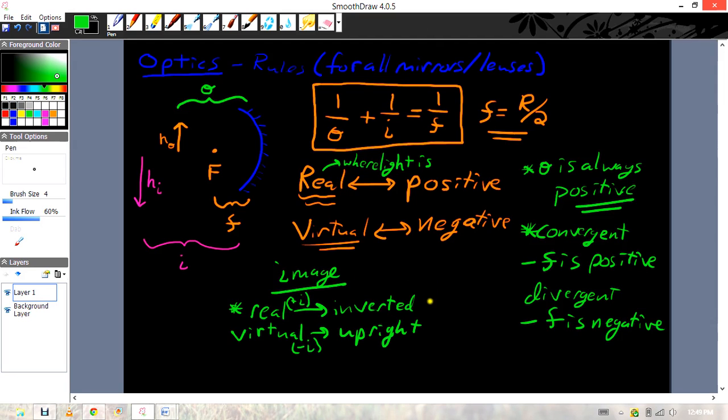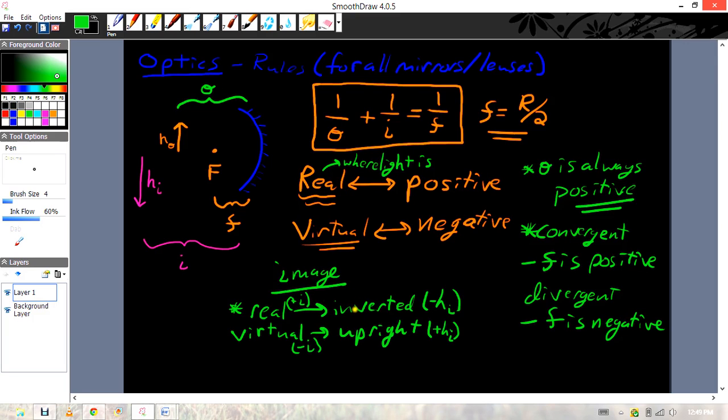With the positive or negative height. So inverted would mean H is negative. It just means it's upside down. Don't think about it too much. Oops, that's supposed to say I. The point is that if it's virtual, it's upright. If it's real, it's inverted.